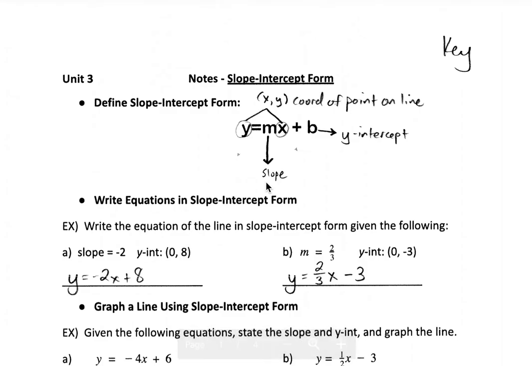In this video, we're going to be talking about equations of lines, more specifically two types, one called the slope-intercept form, and then later on we'll be talking about what's called point-slope form. So first, let's talk about slope-intercept form.